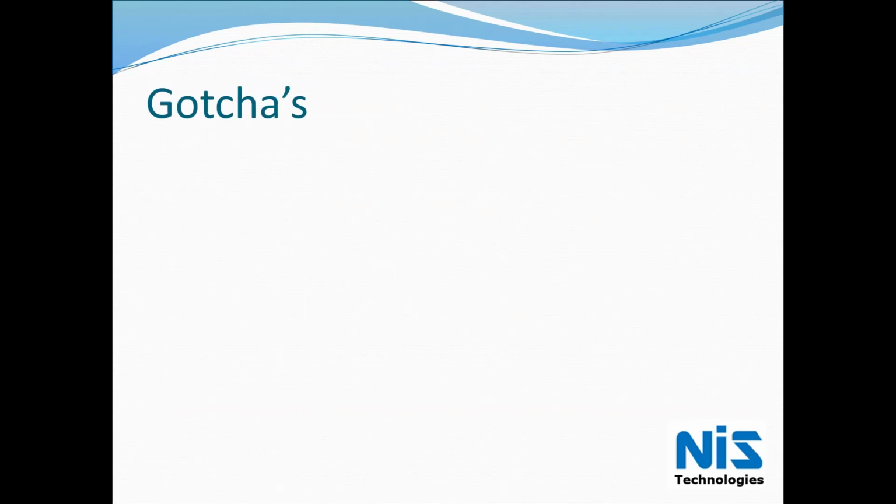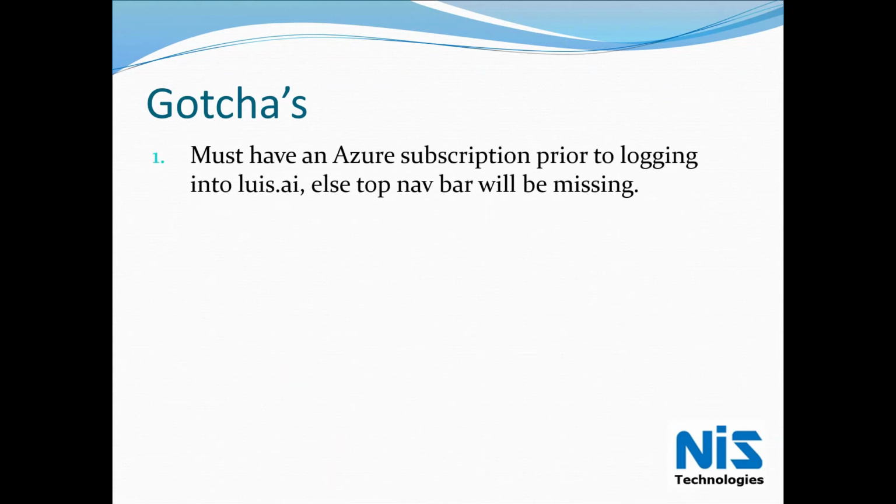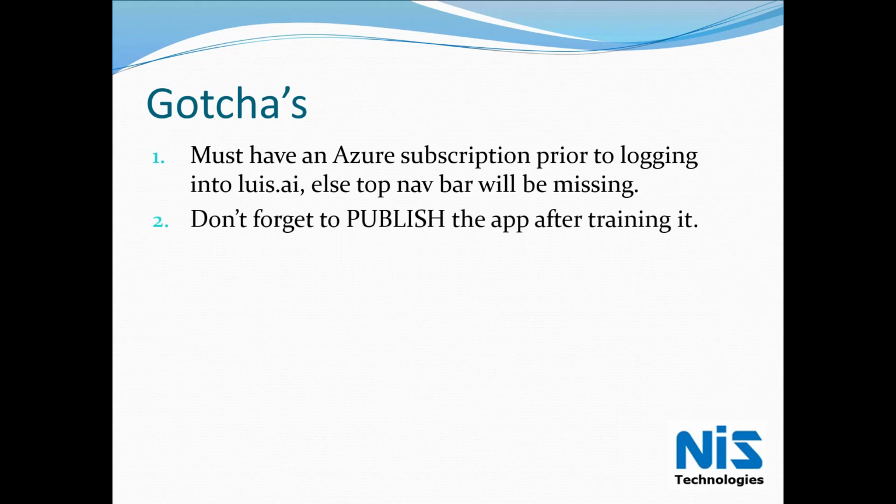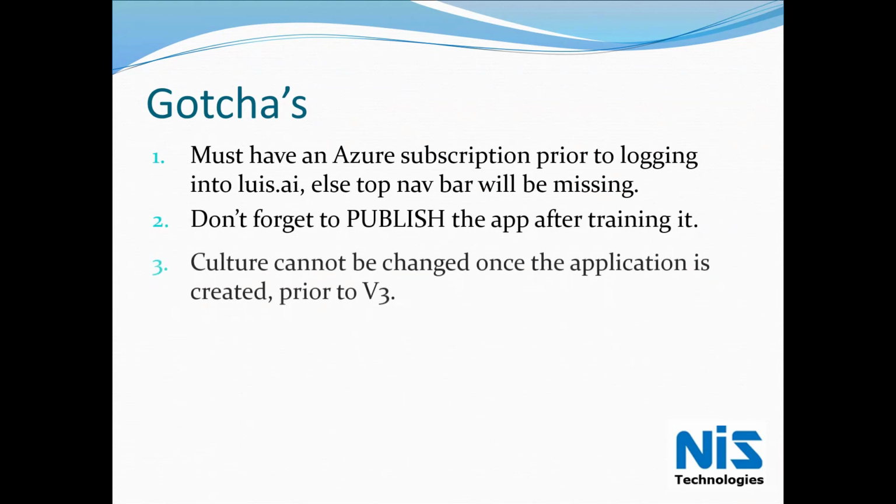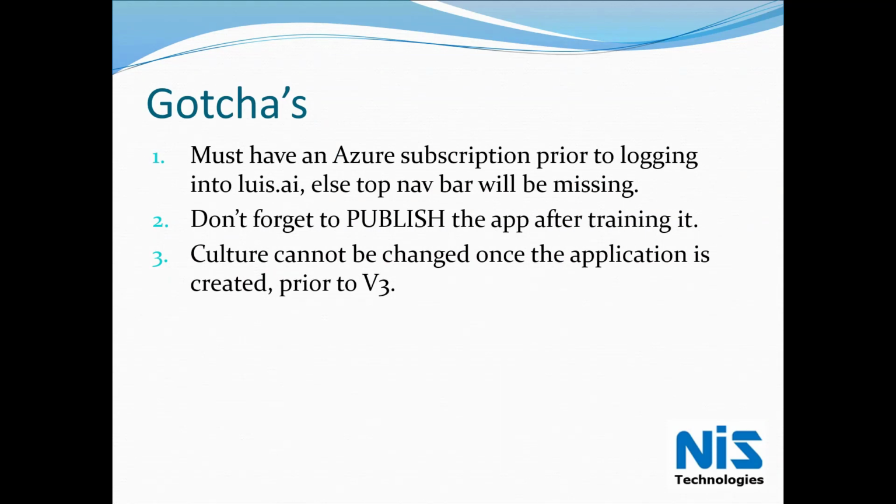Some gotchas that I always like to share. So you must have an Azure subscription prior to logging into Lewis.ai. Otherwise, you won't be able to see the top navigation bar in Lewis. Don't forget to publish your app after training it, as we mentioned before. And also, with culture, if you're using V2 or if you've inherited an application in V2, once the culture has been set, you're pretty much stuck with it. You have to create another app with a different culture to handle different languages. Version 3 is much more dynamic, where it does the auto-translation.